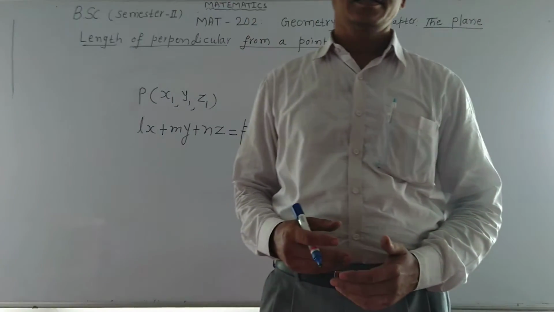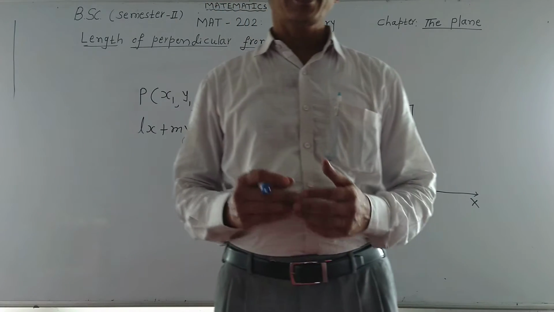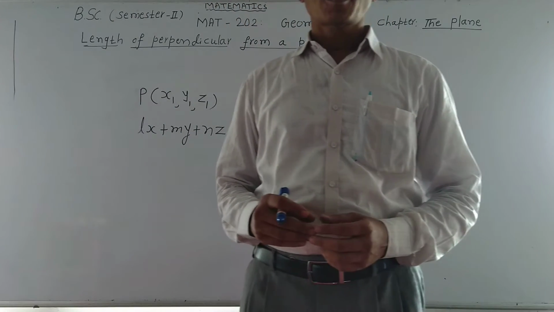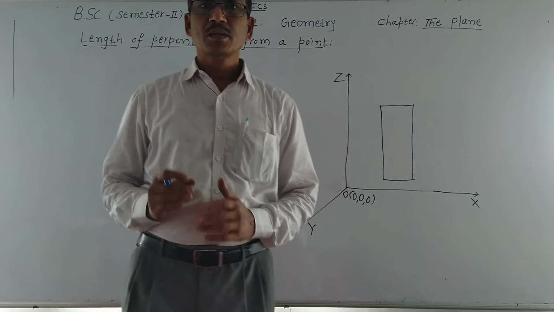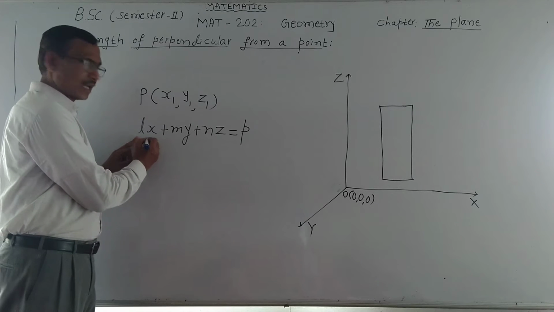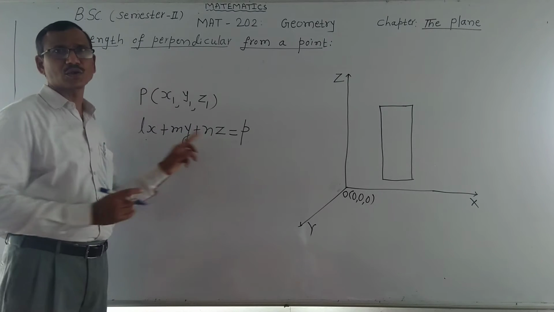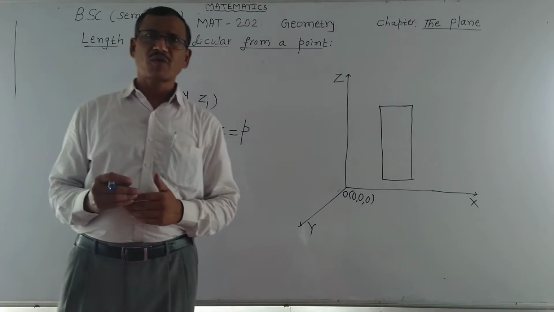Today we shall start a new article, that is, the perpendicular distance of a given point from a given plane. For that purpose we shall consider the equation of the plane as Lx plus My plus Nz is equal to p. This is the equation of the plane in normal form.